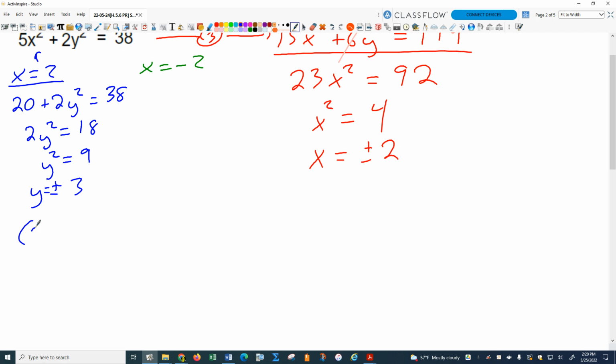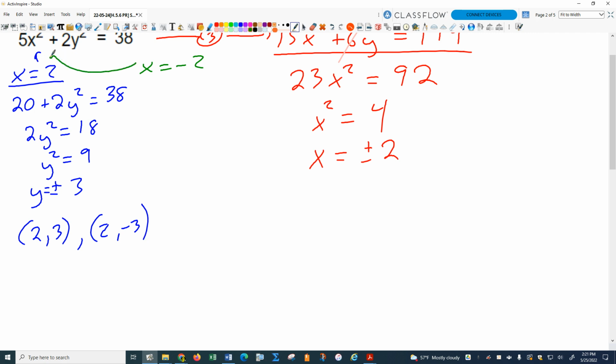So what's one ordered pair? X equals 2, y equals 3. There you go. There's one. What's another one? X equals 2, negative 3. Exactly. Anybody see that? Got 2. Okay, what about when x is negative 2? We got to try that one.